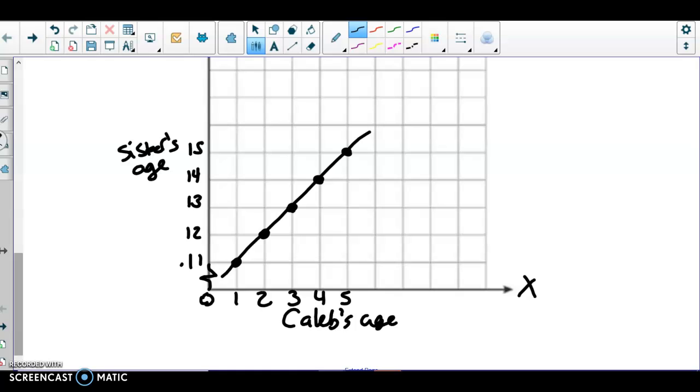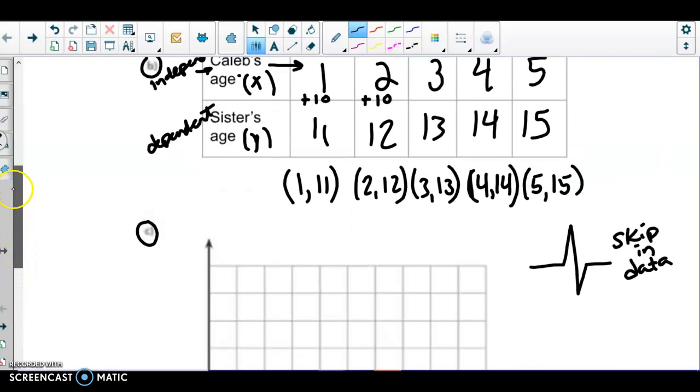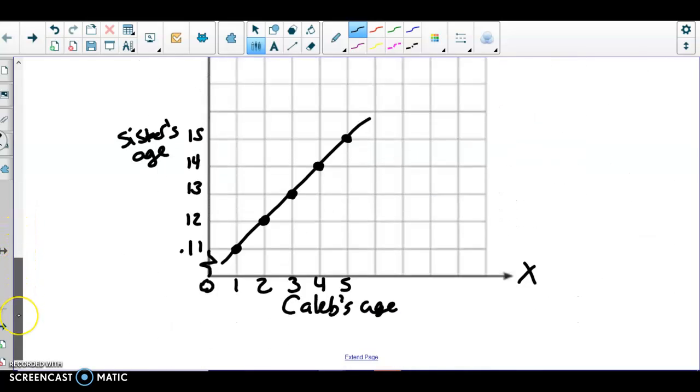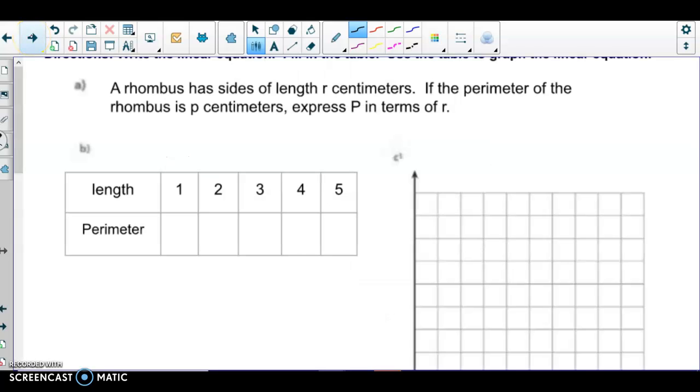The key is to make sure you have the correct labels and numbers in the right place. And to do that, we look at our independent and our dependent variable. Independent's always going to go on the bottom. Dependent's always going to go on the side. We can't do anything until we know that bottom number. Let's try another one. This was a problem from our page as well.